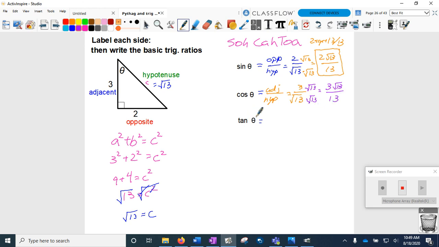Okay? Finally, we want to do tangent. Remember, we're not going to say tan. We're going to say tangent. Give it the right name. Okay? Tangent, again, magic word, opposite over adjacent. Again, go to your labels. Opposite is 2. Adjacent is 3. No rationalization needed. There's your 3 trig ratios.